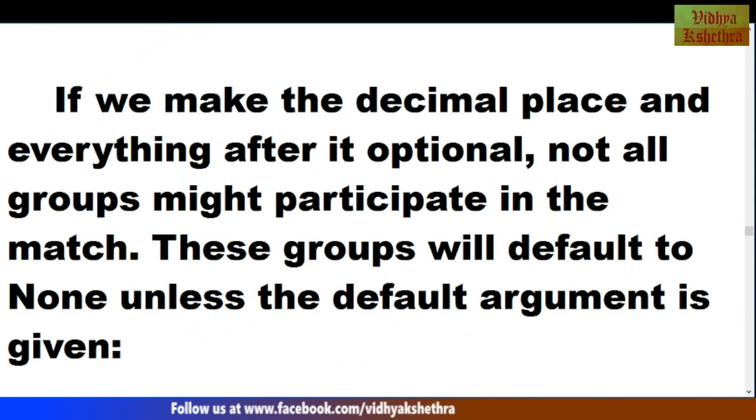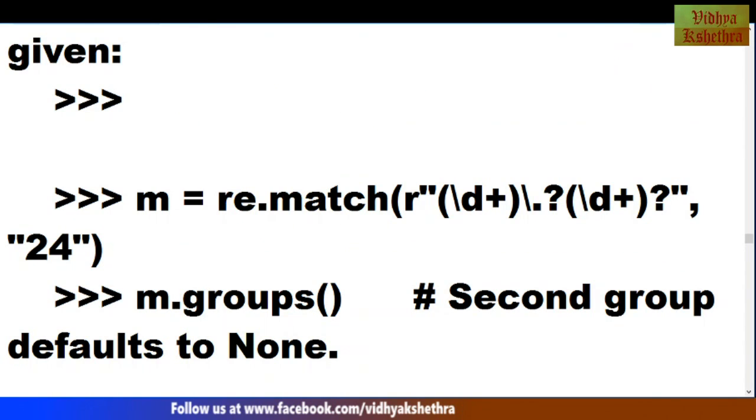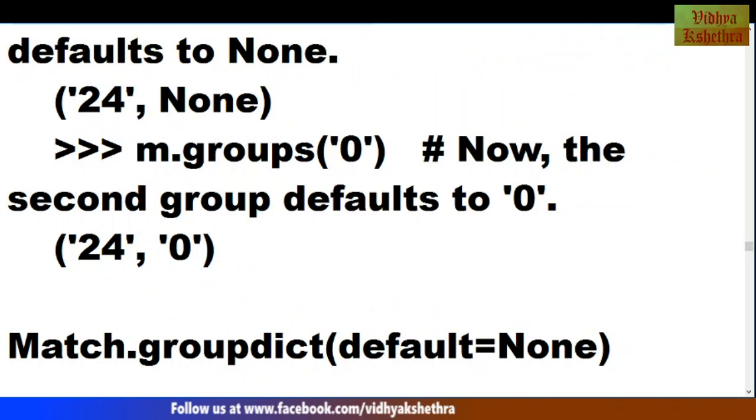If we make the decimal place and everything after it optional, not all groups might participate in the match. These groups will default to None unless the default argument is given. That is, m = re.match with a question mark, which means it is optional. In this case, the second subgroup becomes None. Now m.groups(0), that is, now the second group defaults to 0.